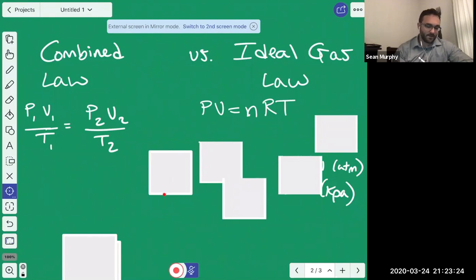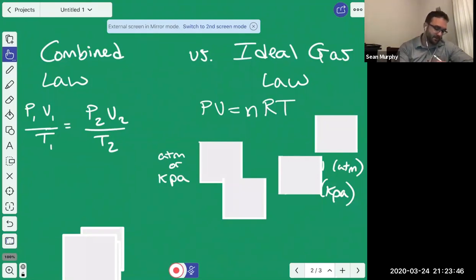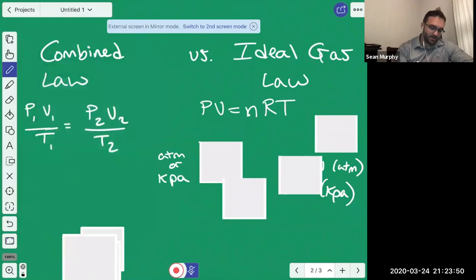All right, so P is for pressure. Now, pressure can be in torr, millimeters of mercury, atmospheres, or kilopascals. But what we're really going to focus on are the two most popular units, atmospheres and kilopascals. So P, we're going to keep in the units atm or kPa.